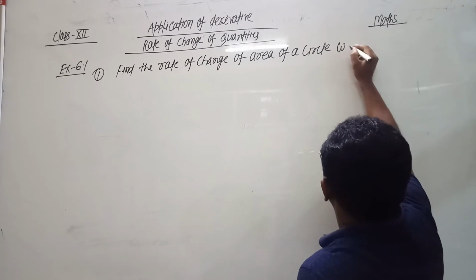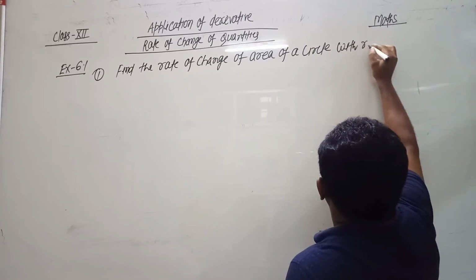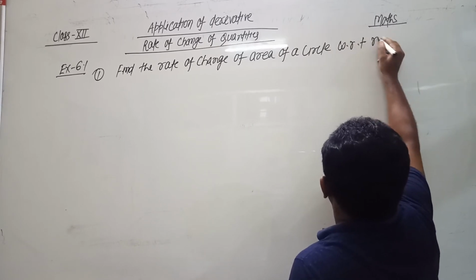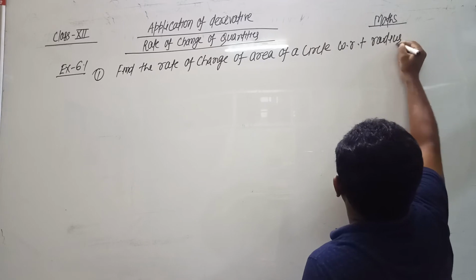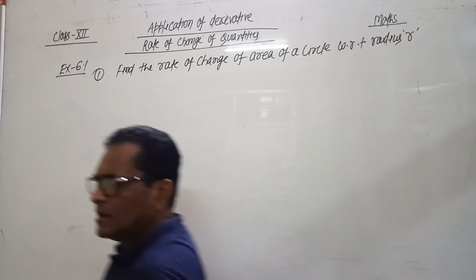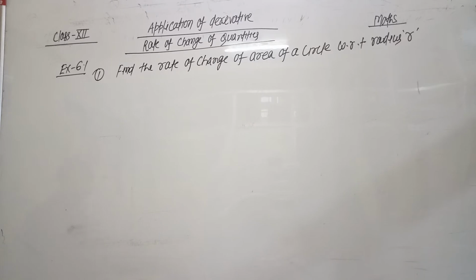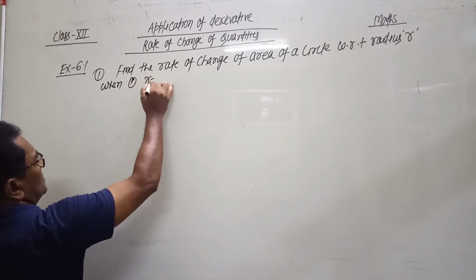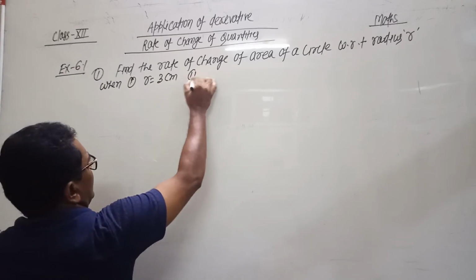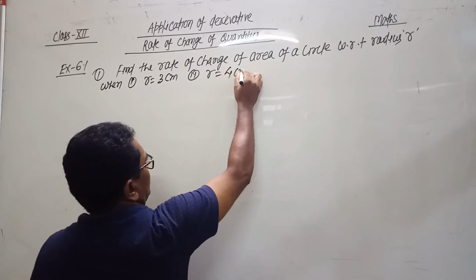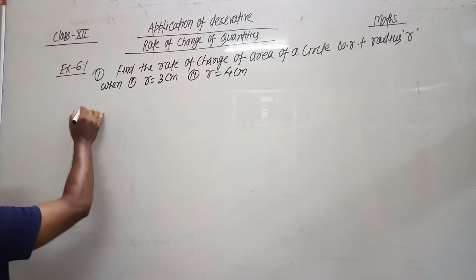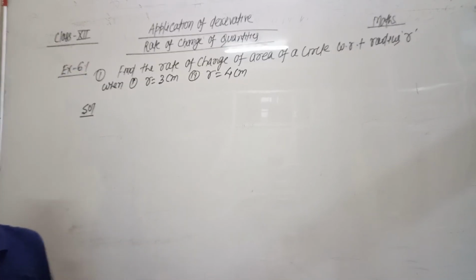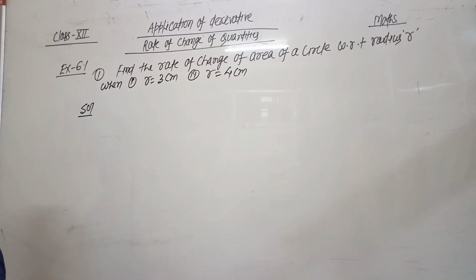Where r is 3 cm and 4 cm. When first part r equals to 3 cm and the second part r equals to 4 cm. So we have to find the rate of change of area of a circle with respect to the radius r.